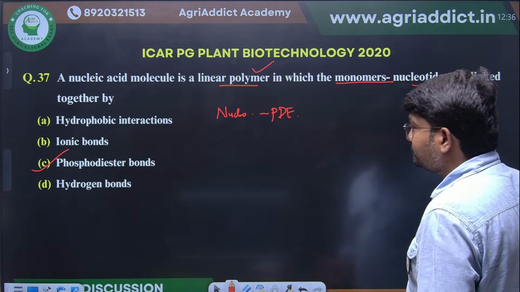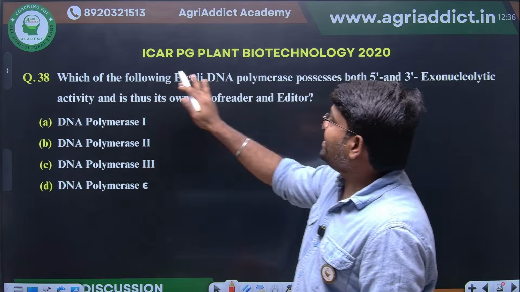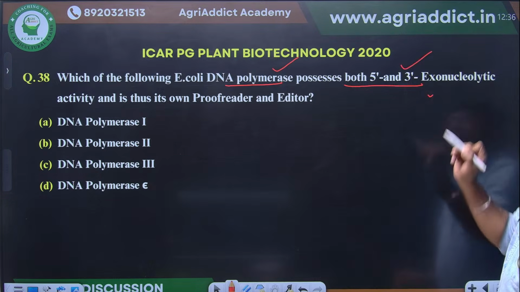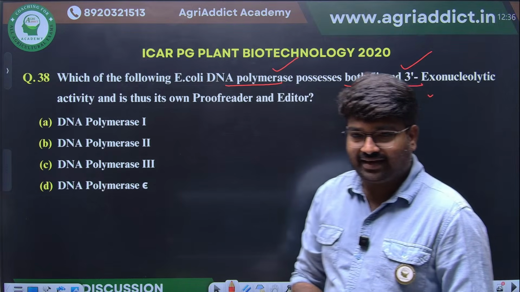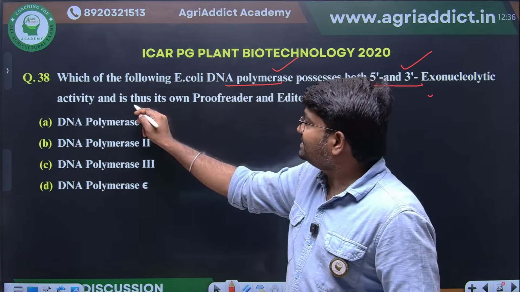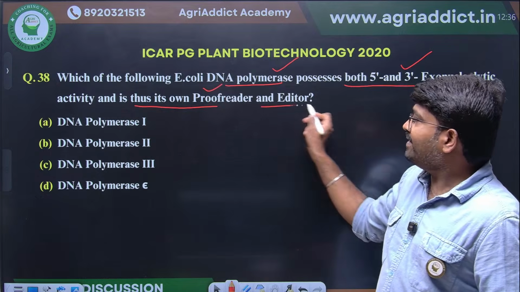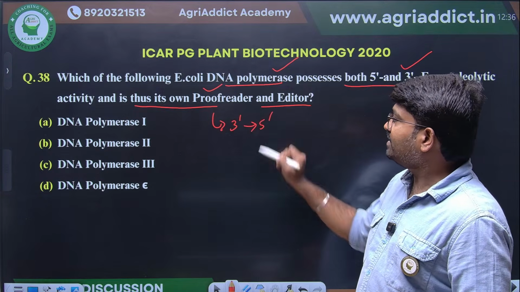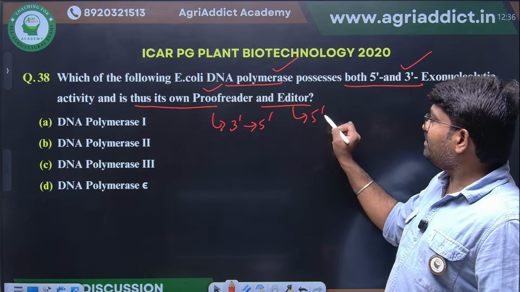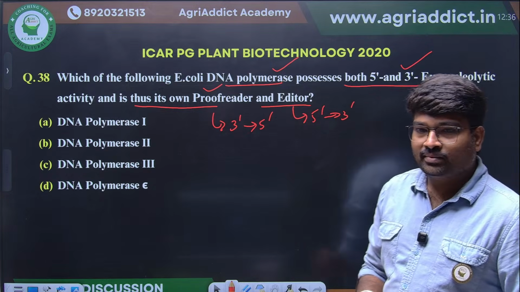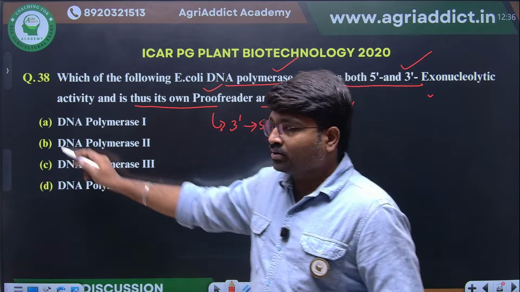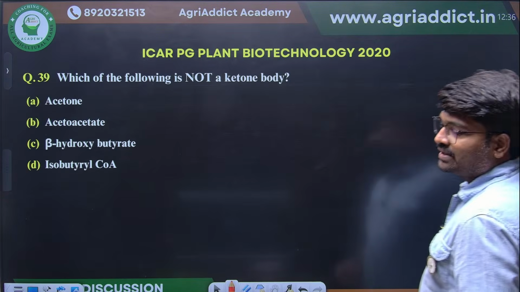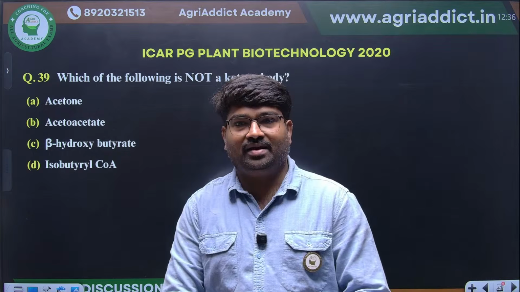Yes, very good. Which of the following E. coli DNA polymerases possesses both 5' and 3' exonuclease activity and thus has its own proofreader and editor activity? Proofreading means 3' to 5' exonuclease activity will be there. Editor means 5' to 3' exonuclease activity will be there. What will be the answer? Yes, very good. Polymerase 1 will have both exonuclease activities.